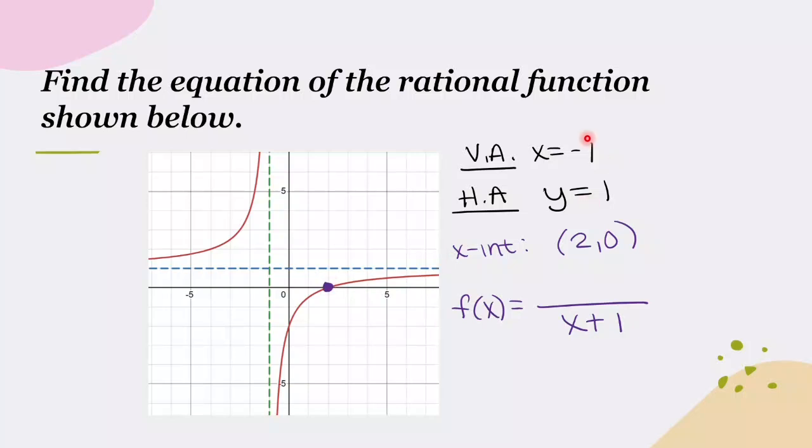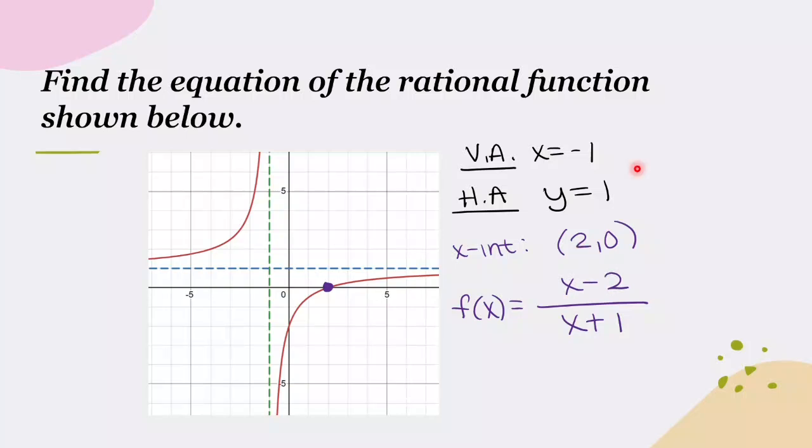So let's see if we can use this information to create our equation. If we have a vertical asymptote at x equal negative 1, x plus 1 has to be my denominator. Vertical asymptotes are zeros of the denominator. So I have to have a factor of x plus 1 in my denominator. My x-intercept is at 2. X-intercepts are zeros of the numerator. So that means x minus 2 has to be in my numerator.